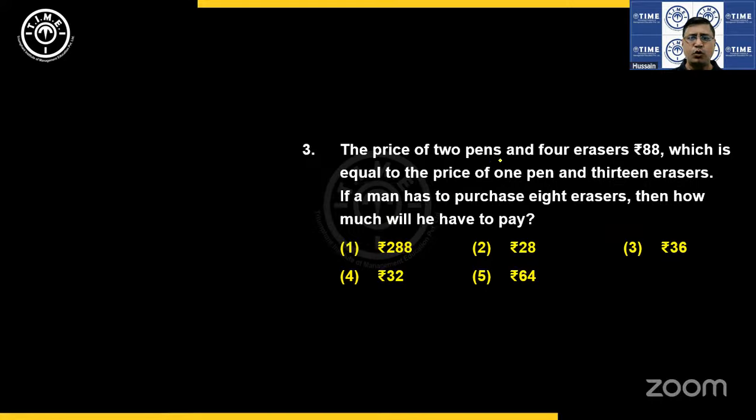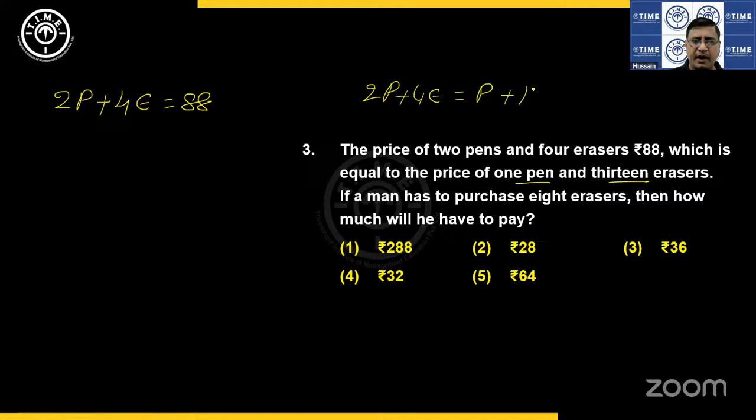The price of 2 pens and 4 erasers is rupees 88. I am taking P for pen and E for eraser, which is equal to the price of 1 pen and 13 erasers. This 2 pens and 4 erasers cost is equal to 1 pen and 13 erasers. If a man has to purchase 8 erasers, then how much will he pay?